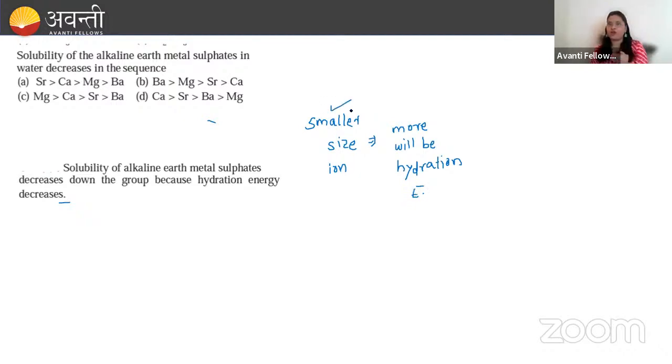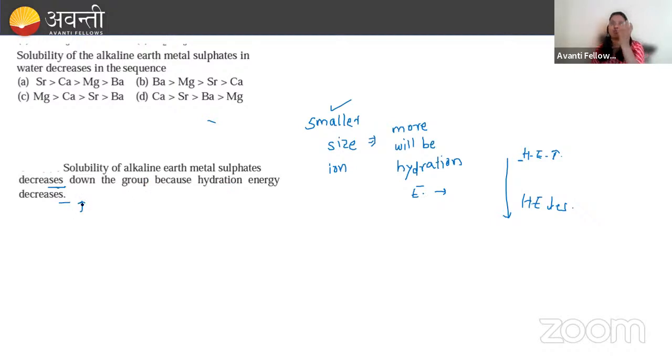So as we move down from top to bottom, what is happening? The size is increasing. So as size is increasing, what is happening to the hydration energy from top to bottom? Hydration energy goes on decreasing, because size is increasing. At the topmost, the hydration energy is maximum. So what is happening here? Solubility of alkaline earth metal sulfates goes on decreasing. Why? Because their hydration energy decreases.